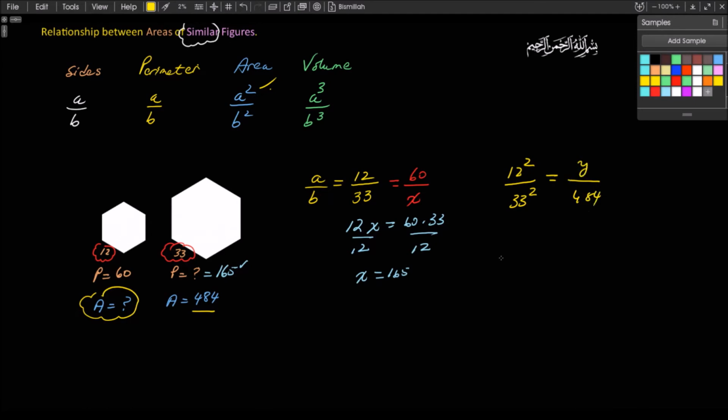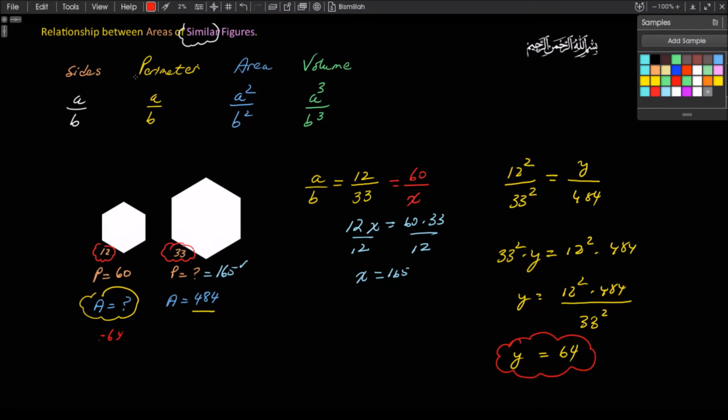Now here you can cross multiply. You have 33 squared times y is equal to 12 squared times 484. You can do the math as you go along, but I sometimes just do it all in the end. So you divide both sides by 33 squared. You have 12 squared times 484 divided by 33 squared. And if you simplify this, you get y to be 64.